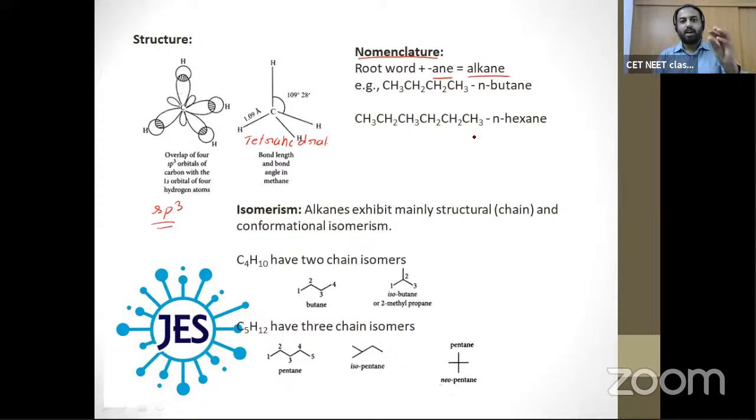From that, you get the root word. To that, you add primary suffix "ane." That's how you get the name of alkanes. That is about nomenclature. Okay.